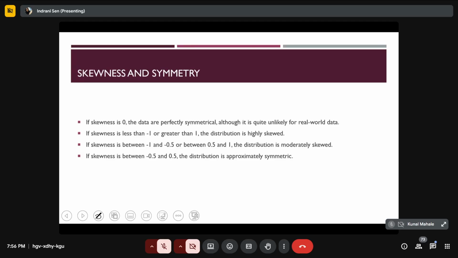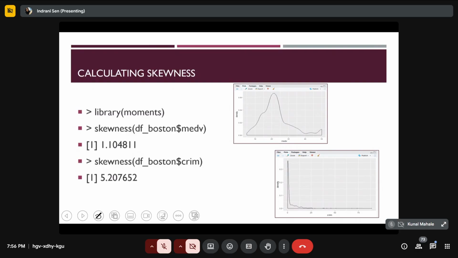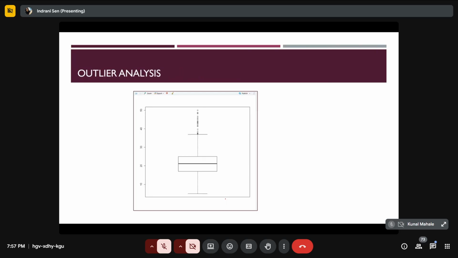So how do we measure skewness? If the calculated skewness is more than one, we call the data highly skewed. You can see for the Boston dataset, the skewness of the MEDV column, which is the property price, is 1.10, which is highly skewed, but the skewness of the crime column is 5.2, which is very high. If you do the outlier analysis of a skewed column and print the box plot, you'll see that it has a lot of outliers.